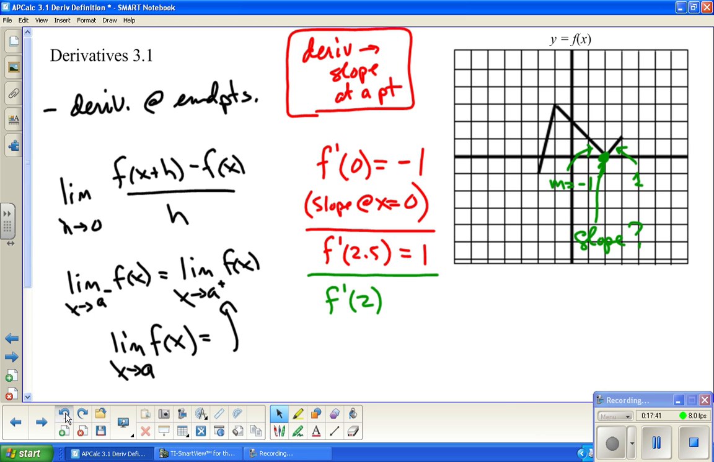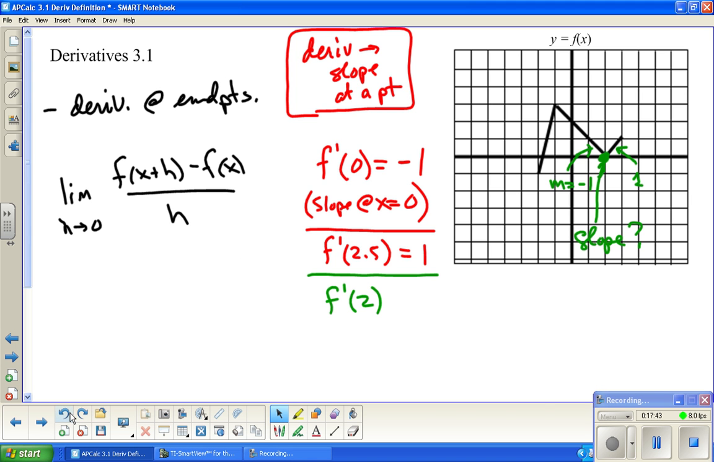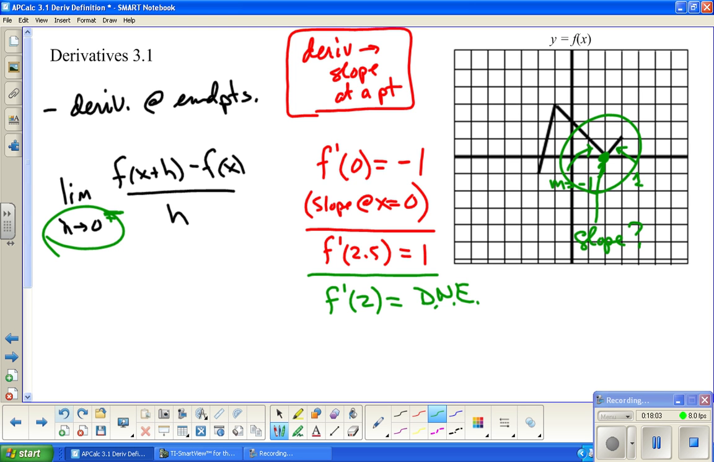Okay, well that's great. What's that mean for this? It's based on a limit. From the right, that limit is positive 1. From the left, that limit's negative 1. They don't match. So this does not exist because it's based on a limit that doesn't exist.